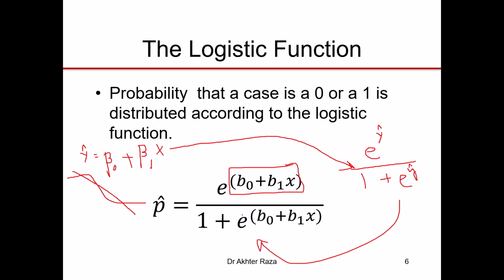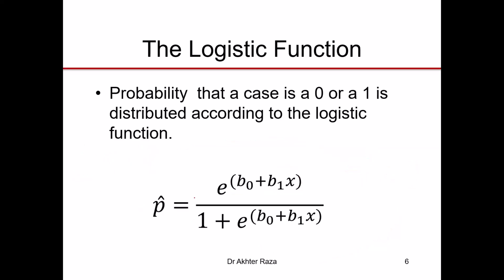Why is this the same as this one? Because e raised to the power y, y means what? e raised to the power b naught plus b1 x, divided by 1 plus e raised to the power y cap, which means 1 plus e raised to the power b naught plus b1 x. So this is the function which is referred to as logistic regression.